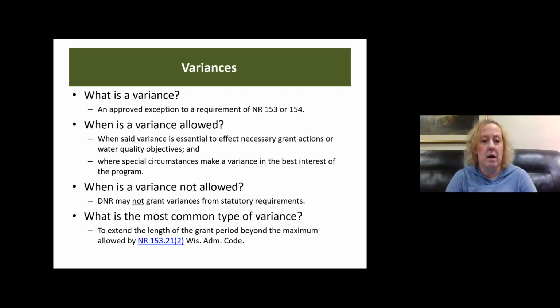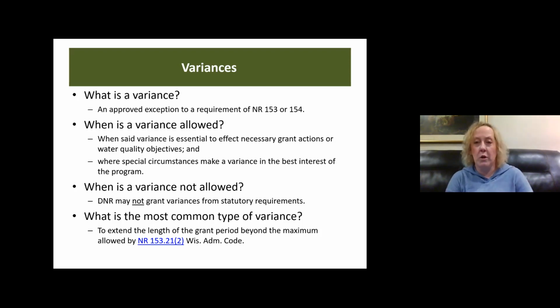So we have to make sure that we cannot issue variances for any statute requirements. And I think the most common type of variance that we see is in small scale TRIM projects. We will sometimes get a request to extend that small scale project from a third to a fourth year. Remember that small scale projects are 2-year projects.